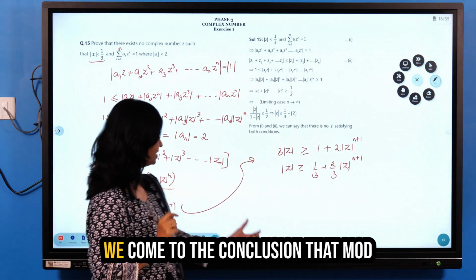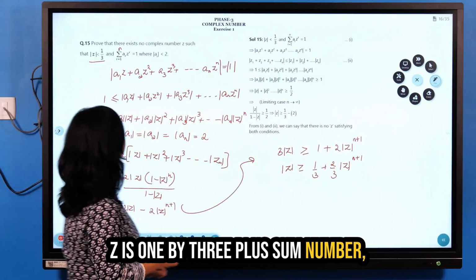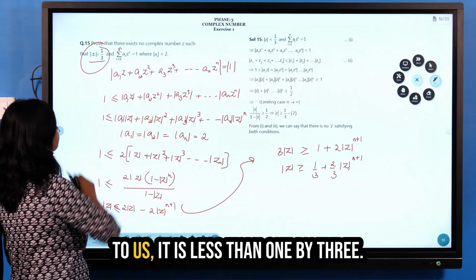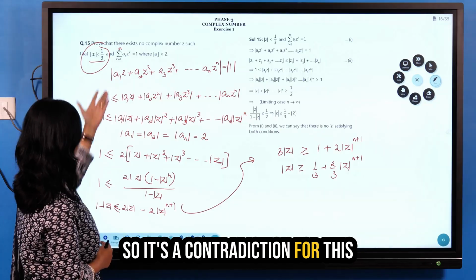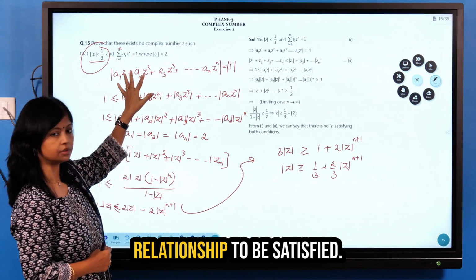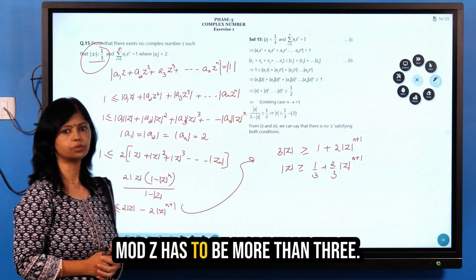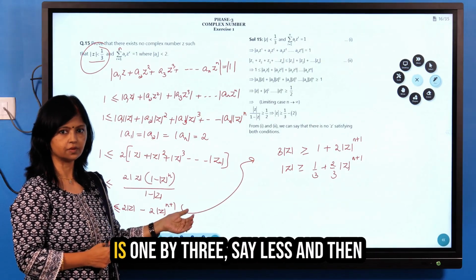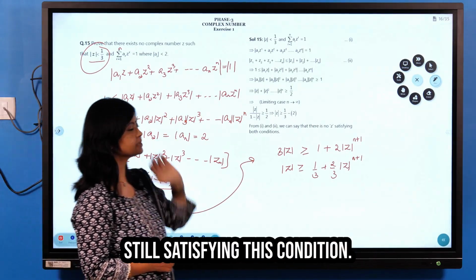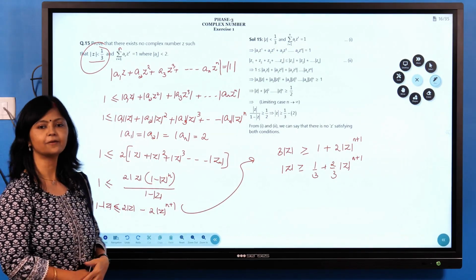So what do we conclude? We come to the conclusion that mod z is 1 by 3 plus some number, whereas in the question it is given that it is less than 1 by 3. So it's a contradiction. For this relationship to be satisfied, mod z has to be more than 1 by 3. So no such z is possible. Thank you.